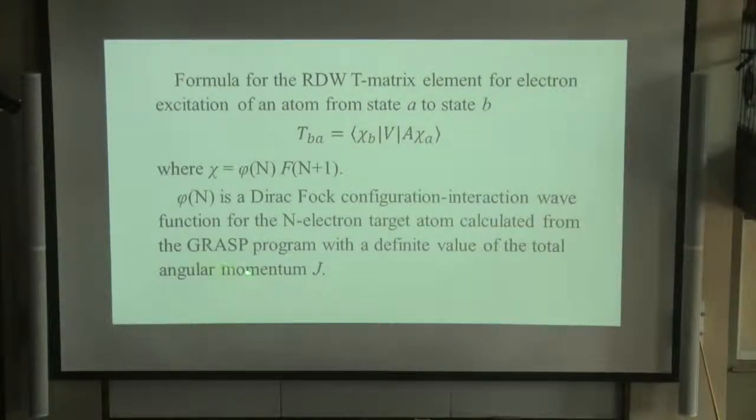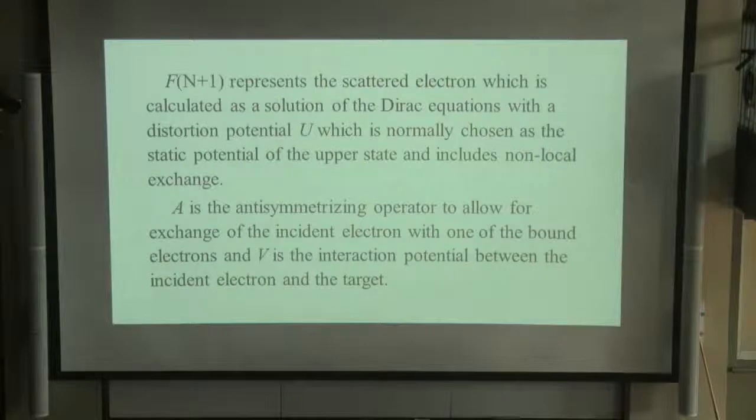And we use the GRASP program to calculate these things. The GRASP program is capable of doing very elaborate calculations and putting in lots of correlation if you put in a lot of configurations and so on. So the distorted waves themselves are solutions of the Dirac equations again, so relativistic. The distortion potential is usually chosen as the static potential of the upper state. That's not always true. Sometimes for excited states, we use the lower state.